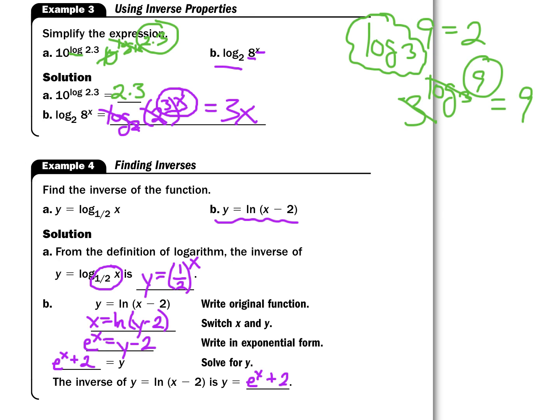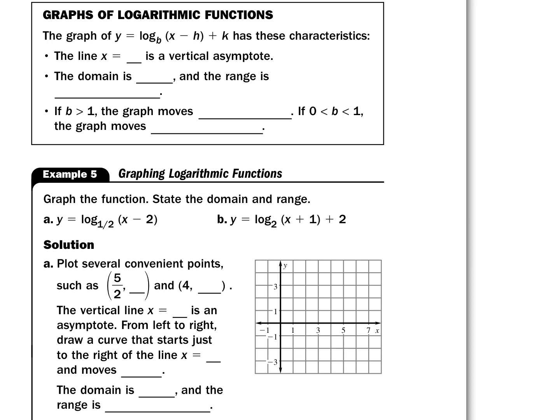Okay, now the last thing that we're going to talk about in 8.4 are the graphs of logarithmic functions. So the graph of y equals log base b of x minus h, so there's our h again, plus k, and there's our k again. So h and k: h is our horizontal shift, and k is our vertical shift.